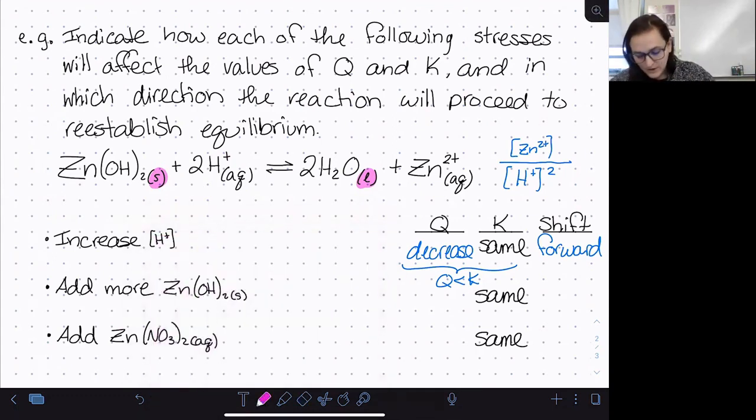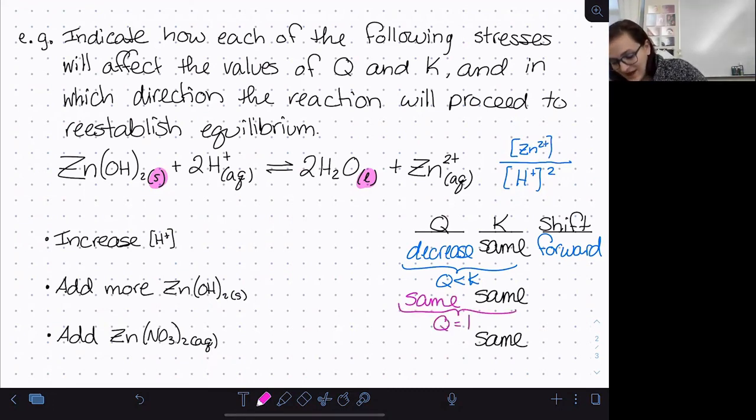For the second one, we are adding more zinc hydroxide solid. So this one's a bit tricky, because if we think about what affects Q, the only things that affect the value of Q are the things that actually appear in the equilibrium expression. So adding additional solid zinc hydroxide is not going to change anything. So in this case, we haven't actually stressed our system. Q is still equal to K. It's the concentrations that matter, so just adding more of that solid isn't changing the concentration of anything that actually appears in our expression. So this is not going anywhere. It is still at equilibrium. You haven't actually disrupted it at all.